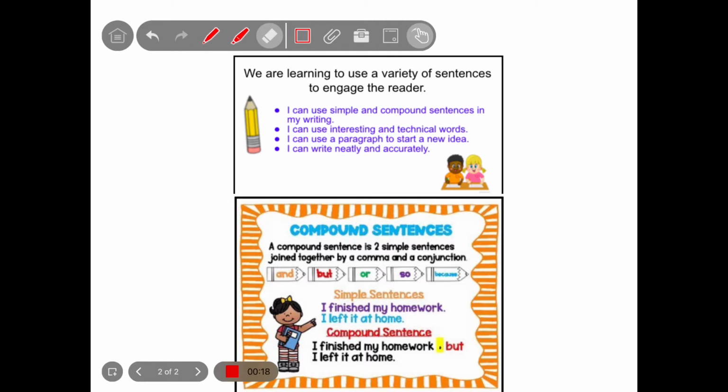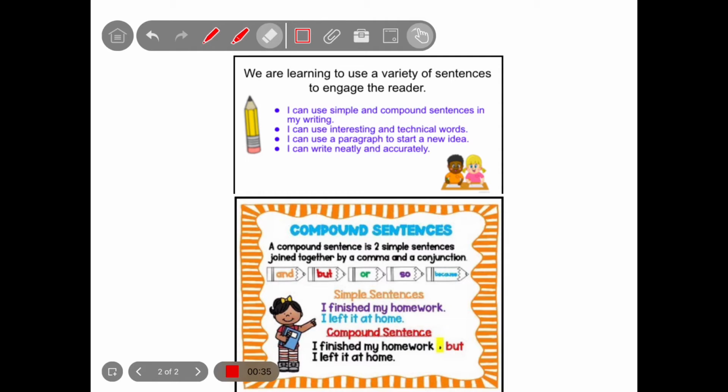We are learning to use a variety of sentences to engage the reader. I can use simple and compound sentences in my writing. I can use interesting and technical words. I can use a paragraph to start a new idea. And I can write neatly and accurately for my reader to read my message.